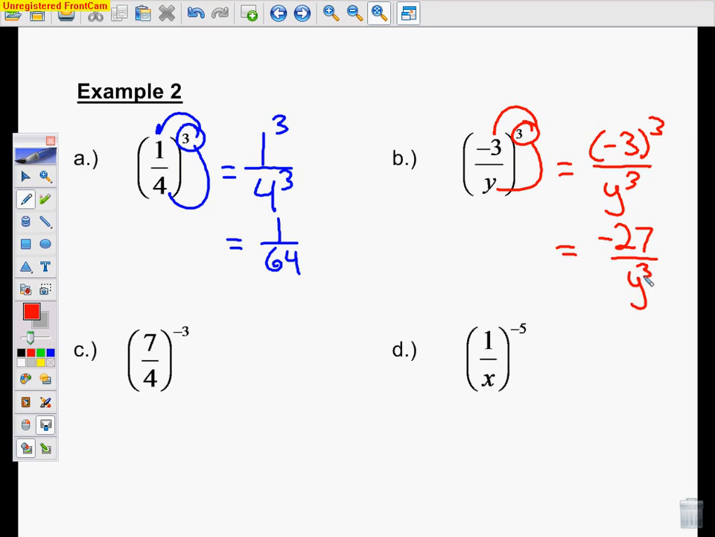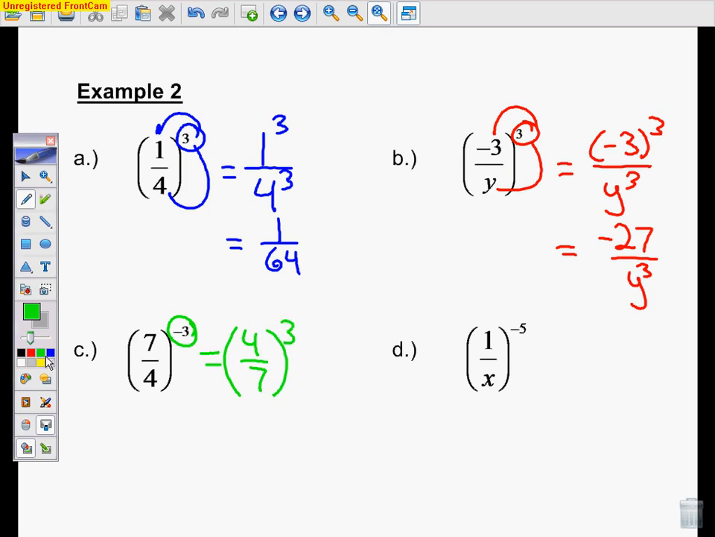All right, next, C. Hopefully you can see this well. The exponent here is a negative 3. That's a negative 3 on the outside. Now, I don't really suggest that you take a negative exponent and distribute it into a quotient. One thing that you could do is apply the property that we talked about when we were talking about negative exponents. To get rid of a negative exponent, you take the reciprocal of it. So this would be 4 sevenths to the positive 3rd.